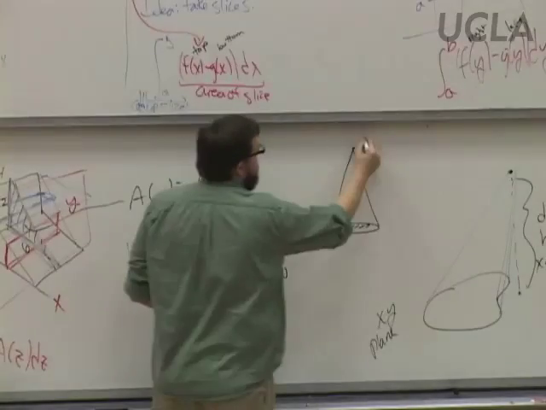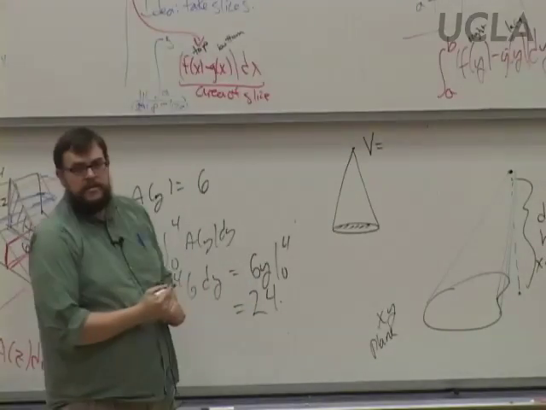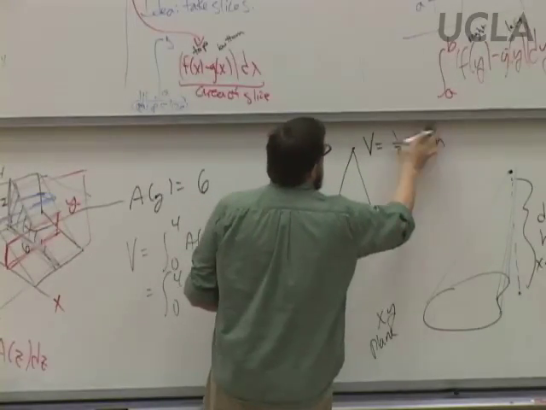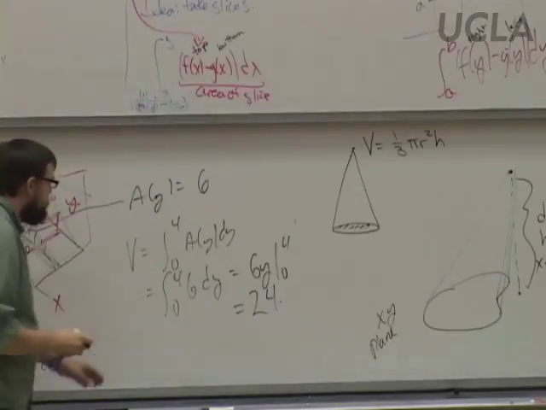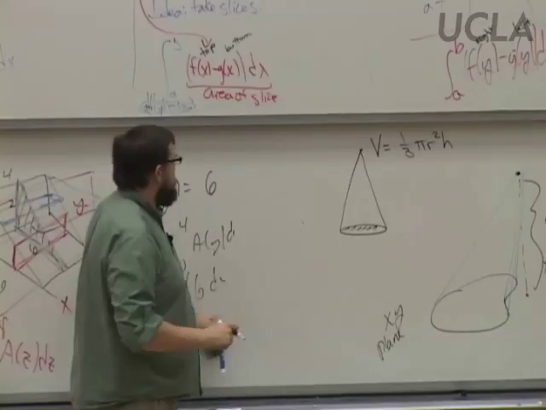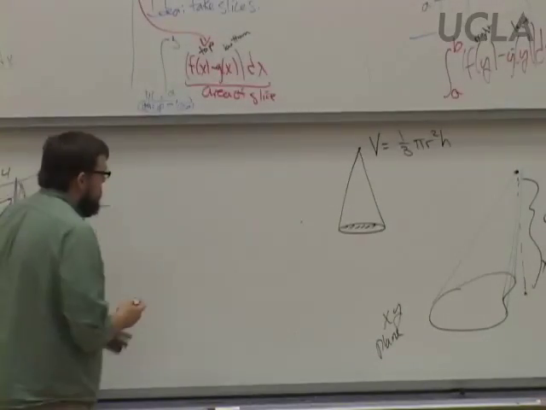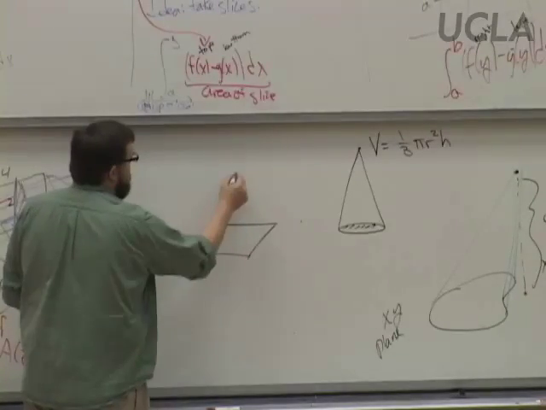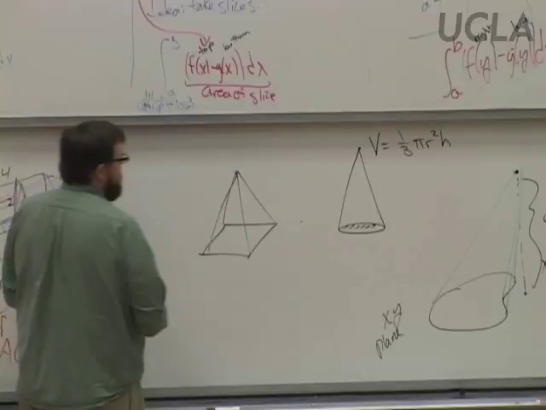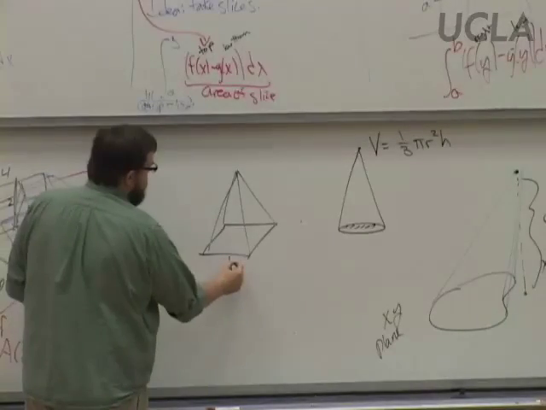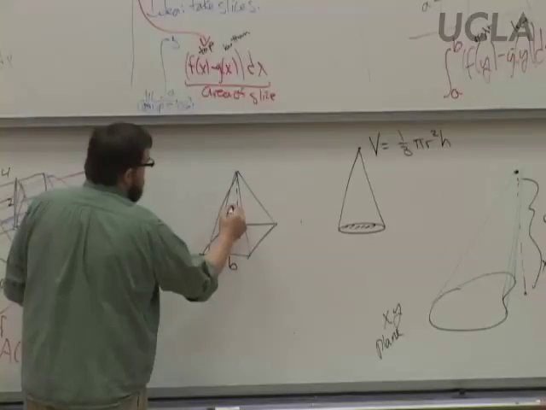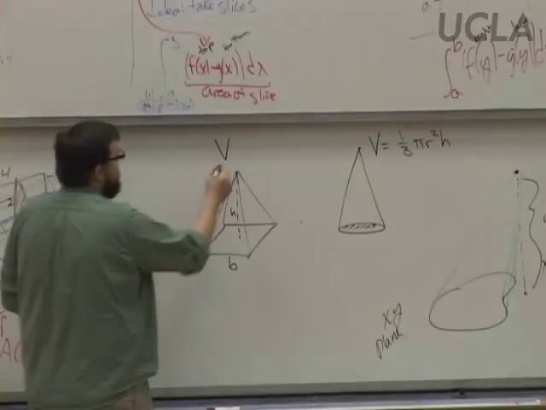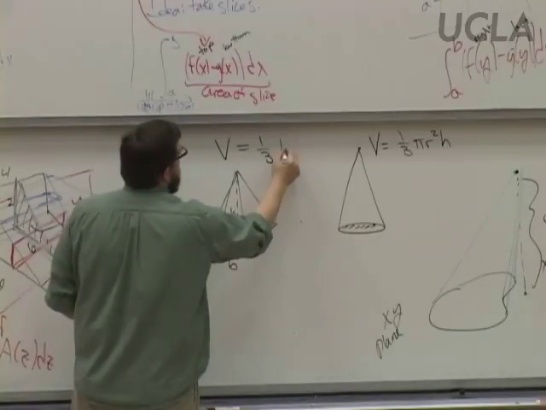Now, what's the volume of a cone? Well, it's 1/3 pi r squared h. We've seen this one a few times. Another example, which we've seen on a midterm, and probably on some homework as well, is I can start with a square on the bottom, and I pick a point above it. So I form a pyramid. Suppose this length is b. Again, this distance here is h. Do we know what the volume is? Well, it's 1/3 b squared h.